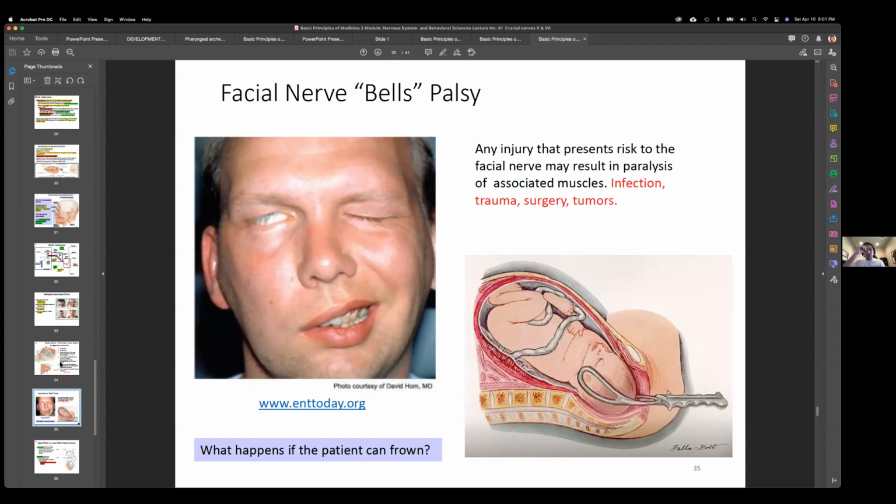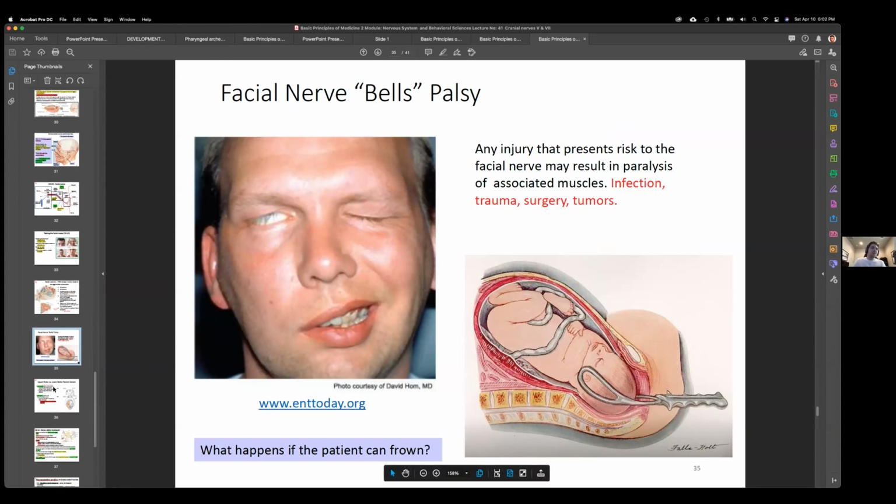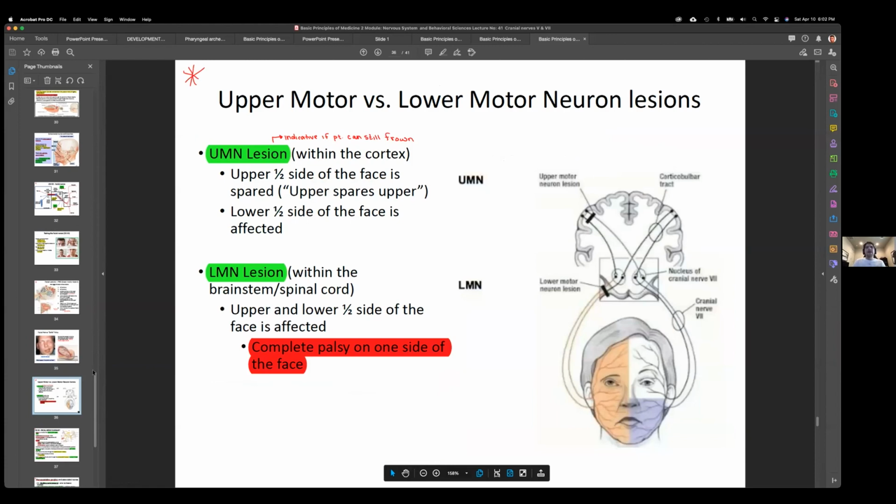Remember, cranial nerves don't cross, right? Once it's a cranial nerve, it's considered peripheral, and they're not going to cross, right? So lower motor neuron, you could see here, whole face, ipsilateral side. Upper motor neuron, contralateral side, they could still wrinkle their forehead. Contralateral comes over here, ipsilateral comes over here.